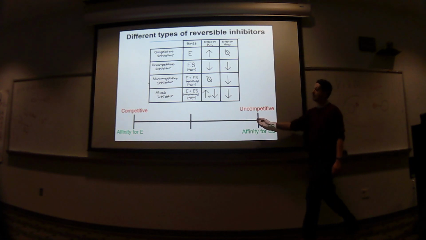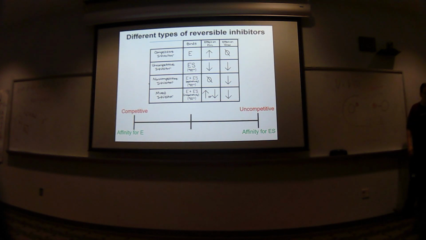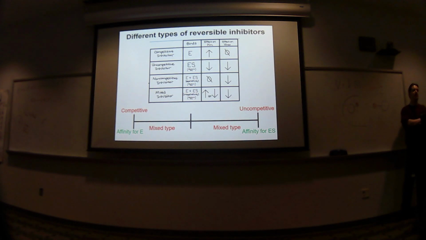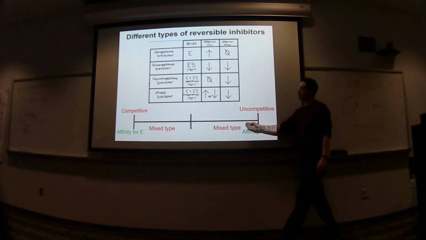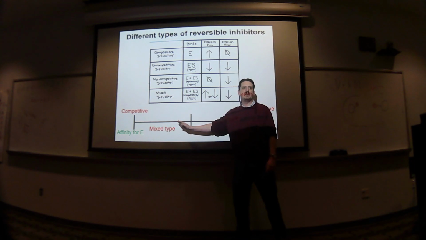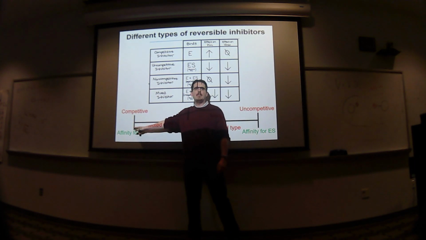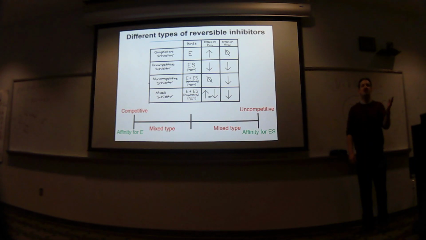Everything in between is called a mixed type inhibitor, which I think the animation will come up to show. Everything in between is a mixed type inhibitor. The last one remaining is a non-competitive inhibitor, which is a special type of mixed type. There's a spectrum of different inhibitors that will bind to everything in between. Competitive will only bind to the empty enzyme. Uncompetitive will only bind to something that's already bound to a substrate but hasn't moved on to the next step yet, and will freeze it at that stage.